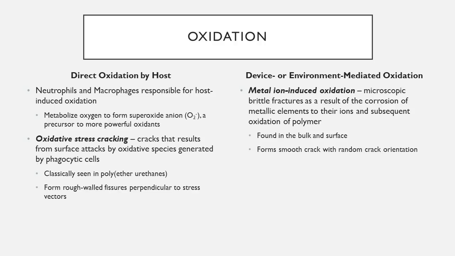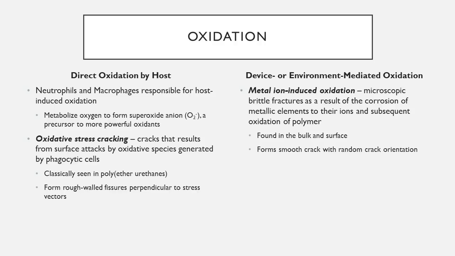One of the main hallmarks of oxidative biodegradation is what's called oxidative stress cracking. These are cracks that start to form on the micro scale due to attacks from cellular species like these phagocytes, and then tend to propagate over time. What they tend to look like is very rough-walled fissures, meaning there's not a lot of clean cracking, and they're also perpendicular or normal to the stress vectors that are applied to them. So there's not only an oxidative stress component, but also the mechanical and cyclic stresses exhibited in these polymers that dictate how these cracks form.